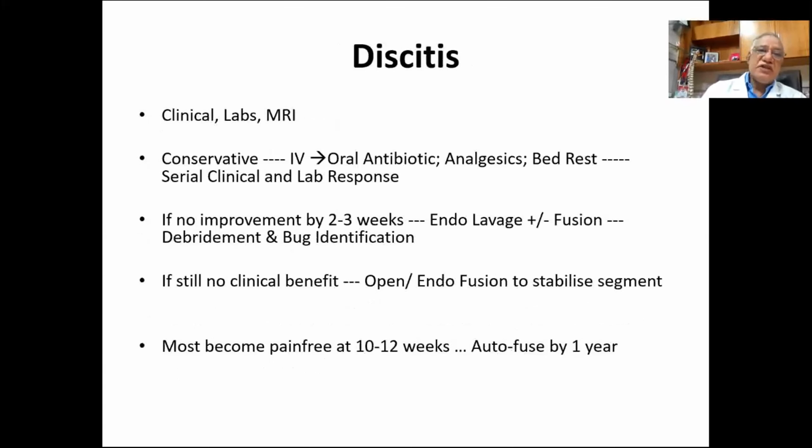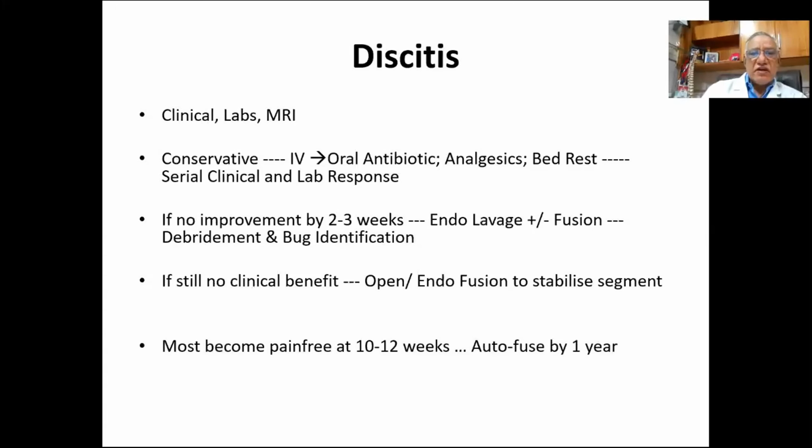And for discitis, usually we rely on clinical parameters, labs and MRI. Initially, conservative treatment is started with IV antibiotics followed by oral antibiotics, analgesics and bed rest. And serial clinical and lab response is observed. And if patients show no improvement in 2 to 3 weeks' time, endoscopic lavage can be considered. And at the end of 6 weeks, if the patient still has severe back pain, fusion and debridement can be carried out, and bacteria can be identified in the lab, and accordingly antibiotics can be started.